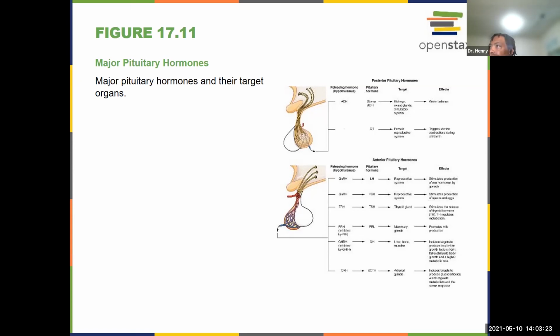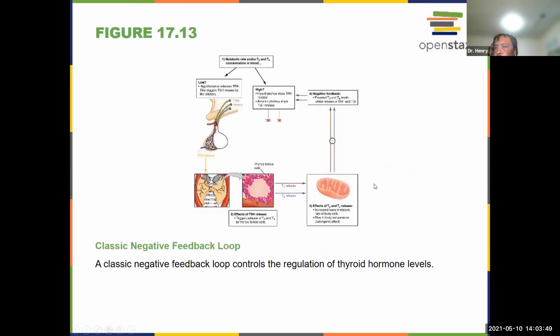Let's see. In the case of oxytocin, the targets are going to be the female reproductive system, and you already know it's going to do childbirth. So there's no releasing hormone in that situation.